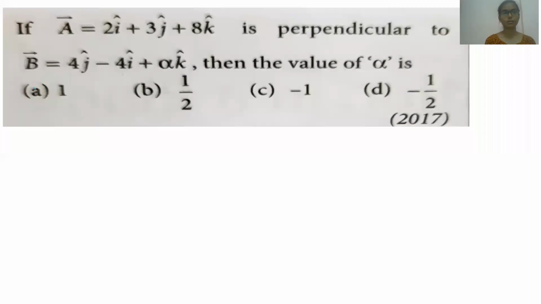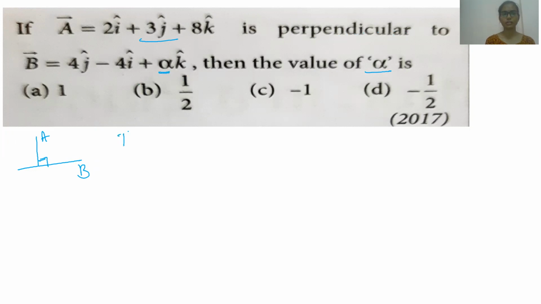Let us see this problem here. Vector A is given as 2i plus 3j plus 8k, and this vector is perpendicular to vector B, making an angle of 90 degrees with vector B. Then what is the value of alpha? Here alpha is present, and we need to find its value.